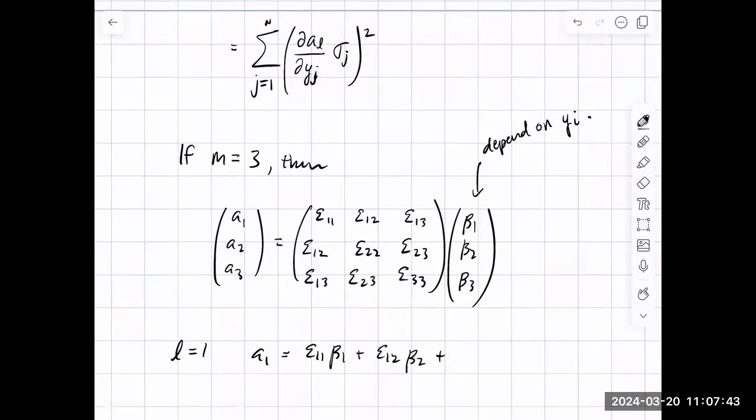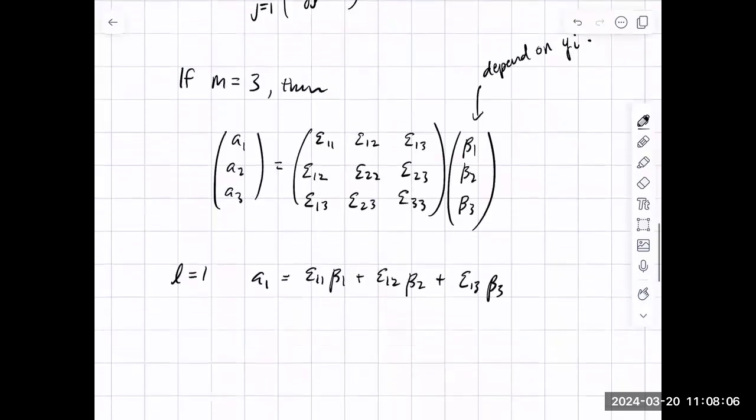Did I keep saying times? It's plus epsilon 1,3 times beta 3. All right, and so we could do this for all of them. We would just change the first index on the epsilon to 2 for L equals 2 and 3 for L equals 3.